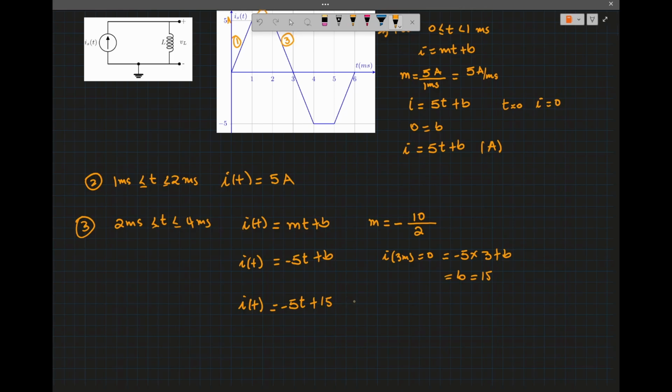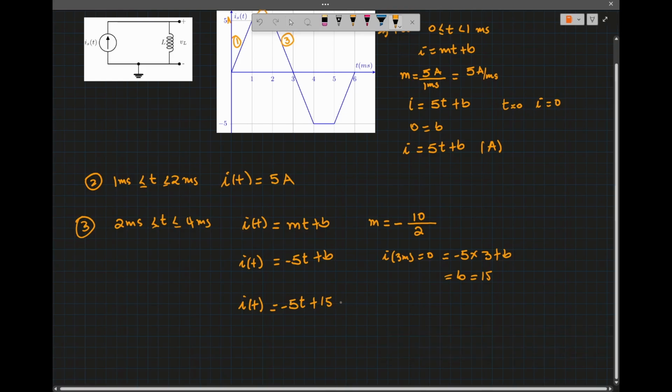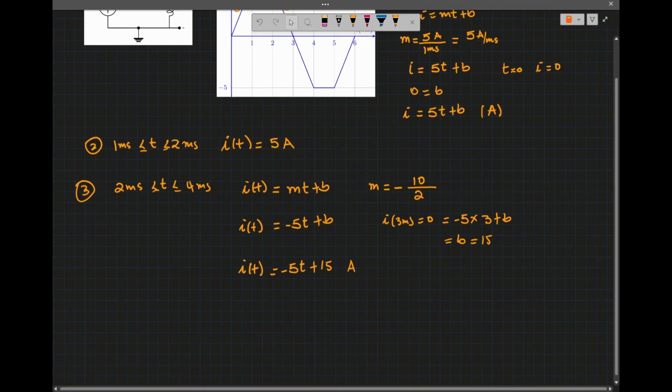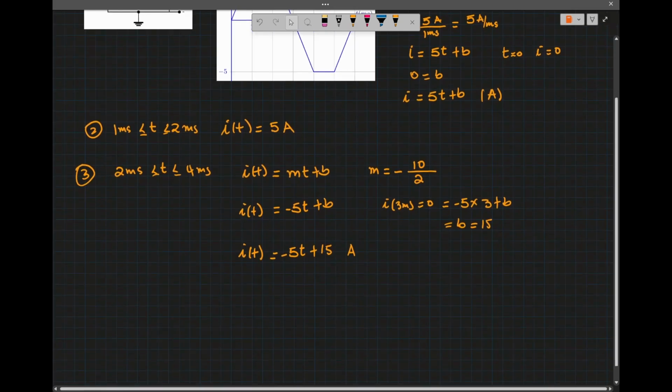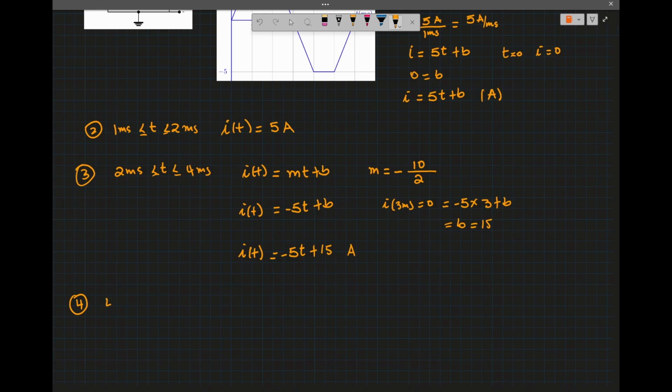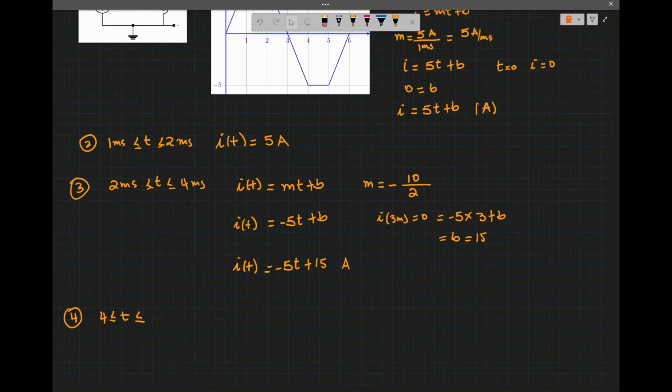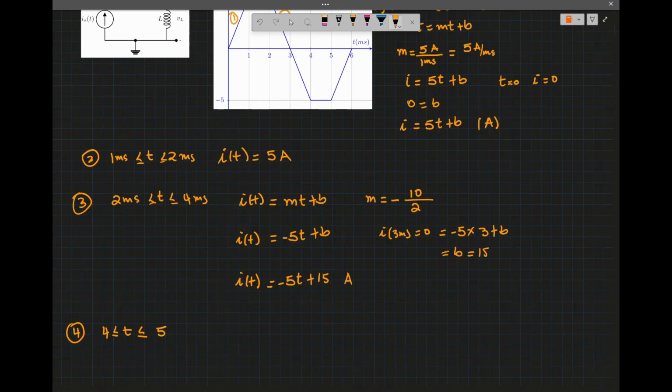To do this correctly, with t in milliseconds, I'll have negative 5t plus 15 amps. So that is section 3. Let's do section 4. Section 4 is when 4 is less than or equal to t, less than or equal to 5. And for this section, the current i of t is minus 5 amps.